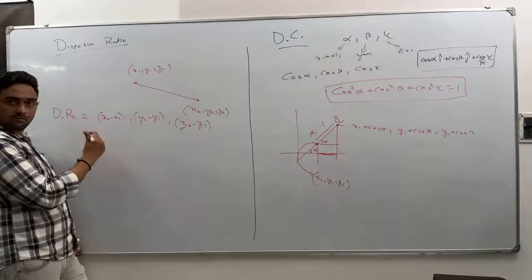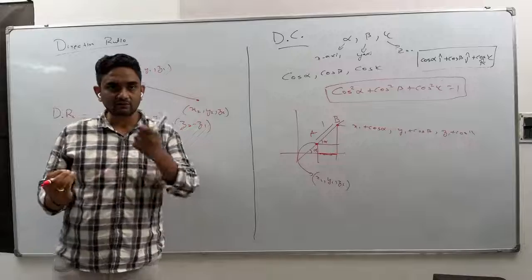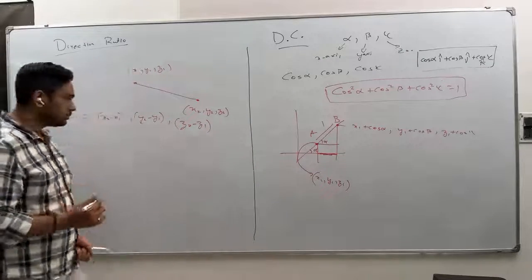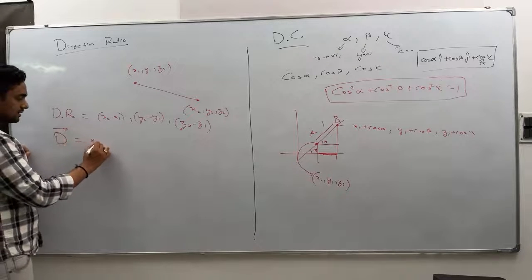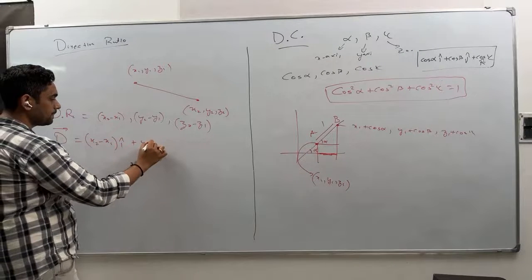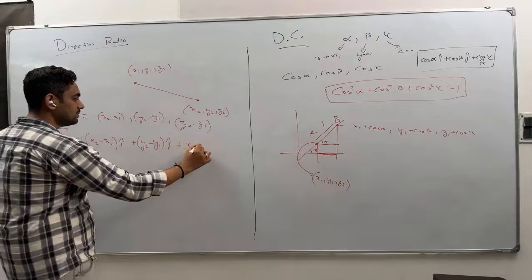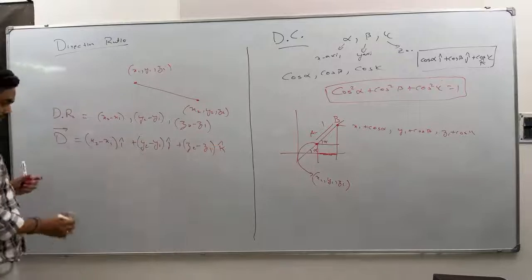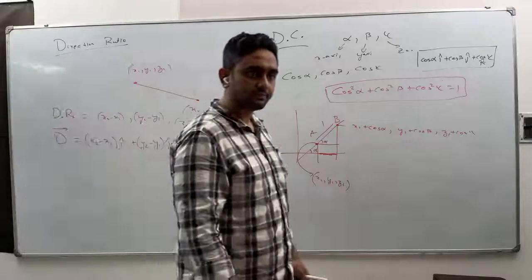Or in terms of vector, 3D means you write in terms of coordinates, 3 coordinates x, y, z. Vector means i cap, j cap, k cap. So in terms of vector, the direction vector will be x2 minus x1 i cap plus y2 minus y1 j cap plus z2 minus z1 k cap. This is what we get.